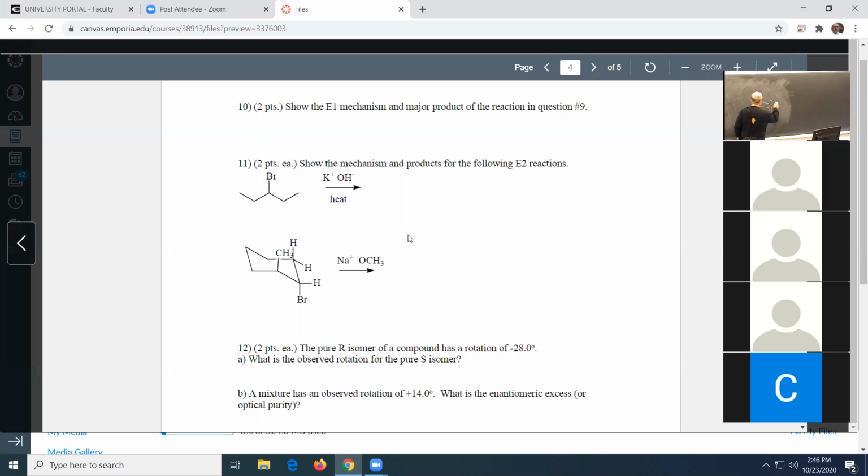And we're using OCH3 minus. Take a hydrogen, form the double bond, we kick out the bromine, and our product is cyclohexene. Actually, 3-methyl cyclohexene.